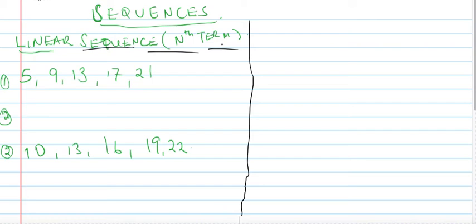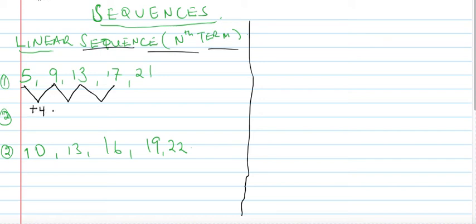Now in sequences, these numbers are called terms. So 5 is the first term, 9 is the second term, 13 is the third term, 17 is the fourth term. The first thing you need to do is to find what we call the term to term rule. What do they do to 5 to get 9? What do they do to 9 to get 13? What do they do to 13 to get 17? You realize that they are adding 4.